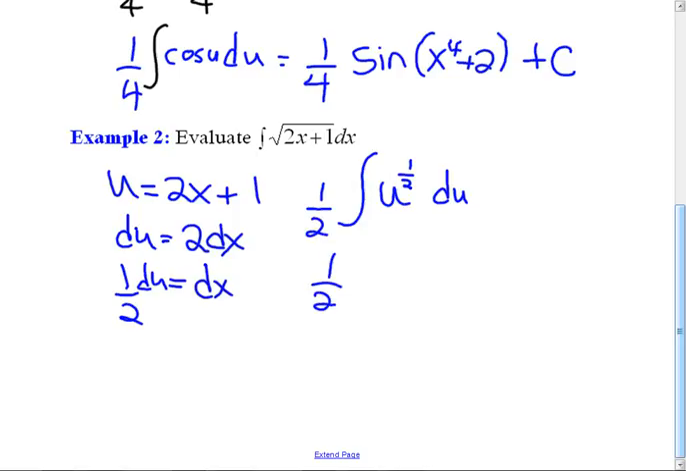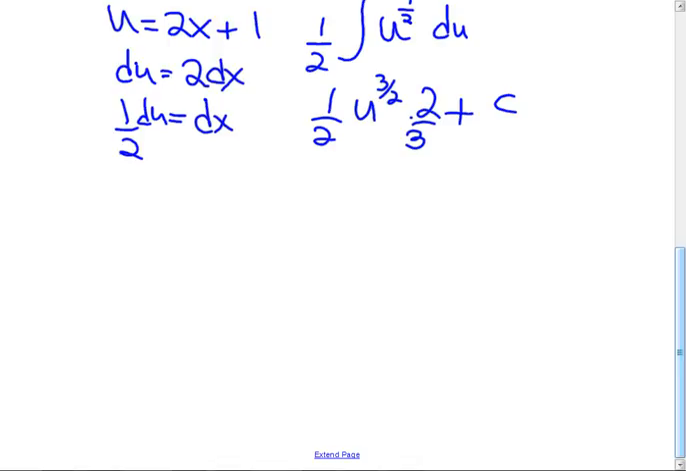So we're going to anti-differentiate that. What's the antiderivative of u to the 1/2? U to the 3/2 divided by 3/2, but that's the same as multiplying by 2/3 plus c. And then we'll cancel out the 2's, right? So it's going to be u to the 3/2, so it's 2x plus 1.